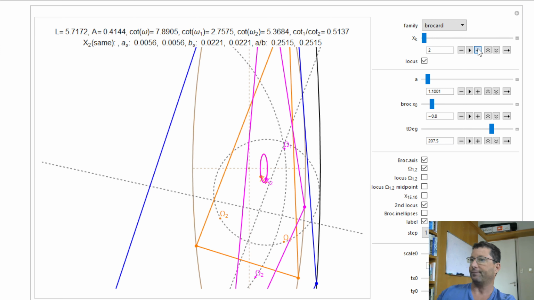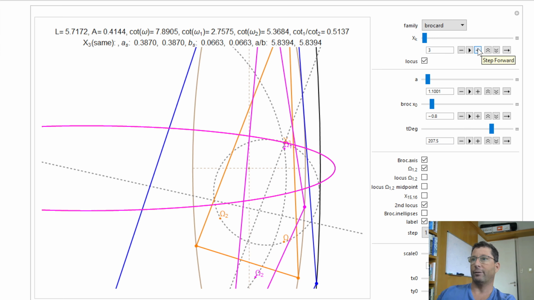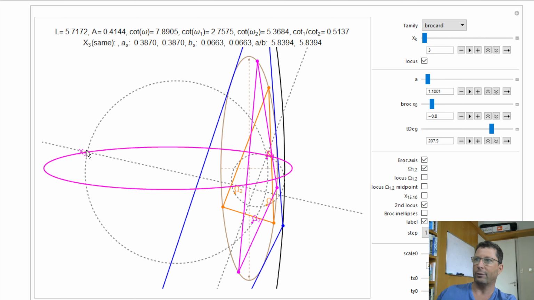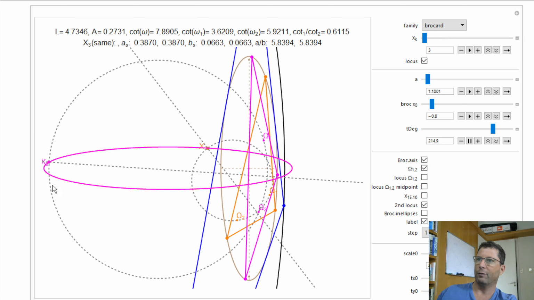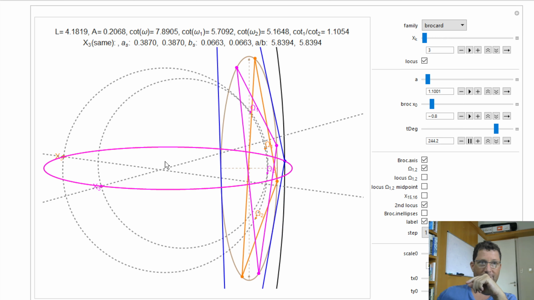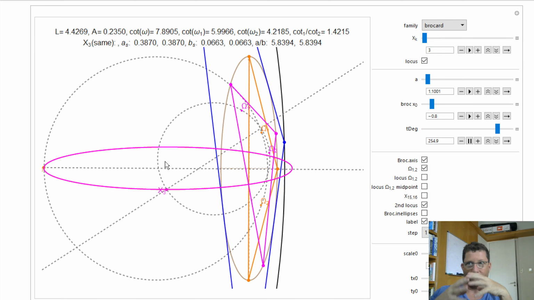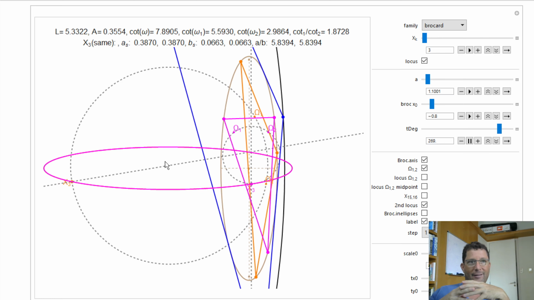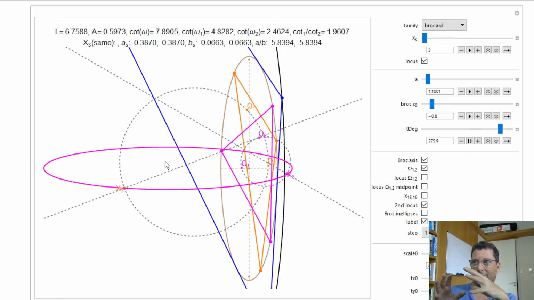How about x3? This family is not inscribed in a circle, so the two x3s are going to occupy different locations. Here's one x3, and here's another x3. If I jog this family a little bit, we can see the x3s moving. They're not in the same location, but they're sweeping the same ellipse. So when you control Cramer-Castillon with the Brocard family, you get this new set of phenomena.